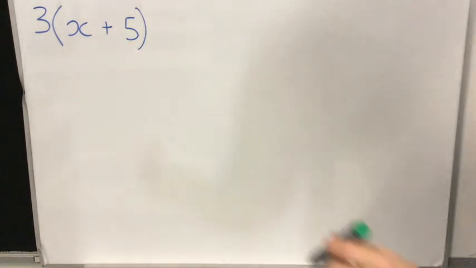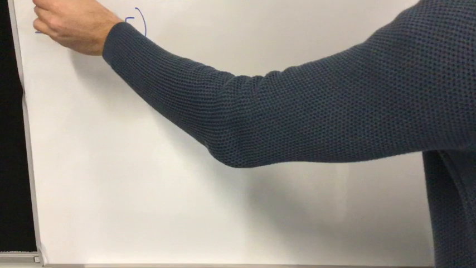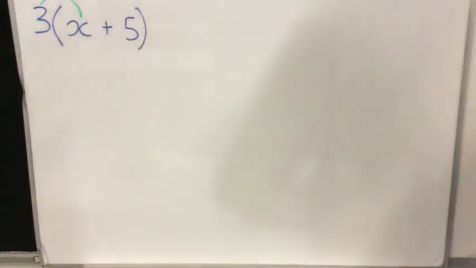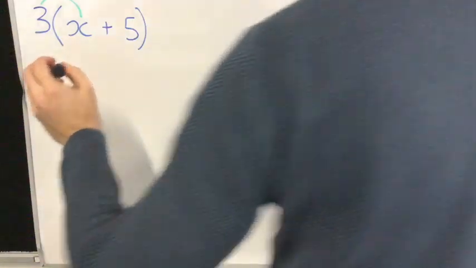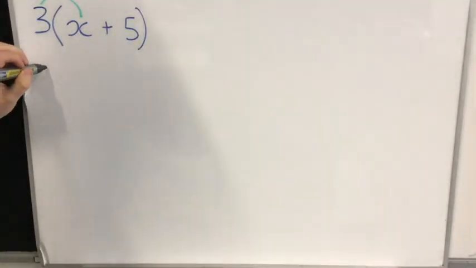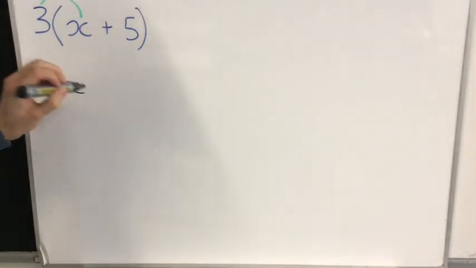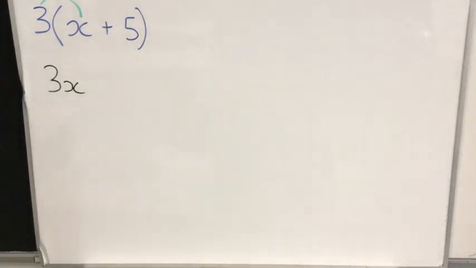So the first thing you do is the 3 times the x. Now when you times a number and a letter together, all you need to do is write them next to each other. So that little green arrow pointing to the 3, or saying 3 times x, all you need to do is write it as this. 3x. That's it, that part's done.